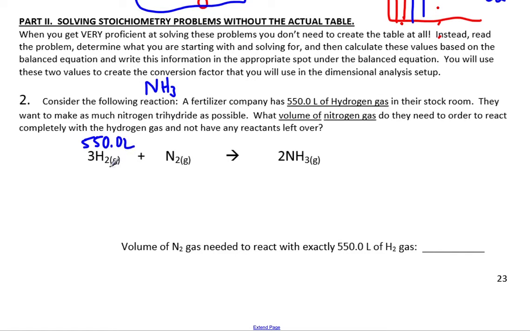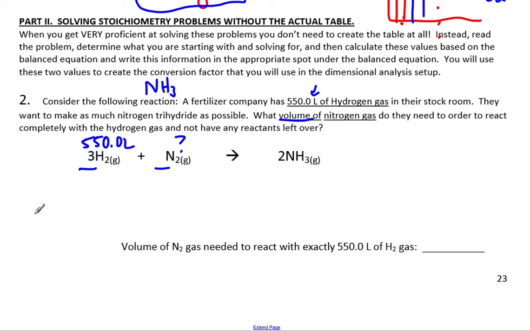So we know that they have 550 liters of this. What we need to know is how much of this do they need so this doesn't run out first. How much of the nitrogen do they need, so that when this runs out, that runs out at the same time. Now we know it's a 3-to-1 molar ratio. We need 3 moles of this for every 1 mole of that. But this is talking in terms of liters, in terms of volume. So we have to switch this information over to volume.